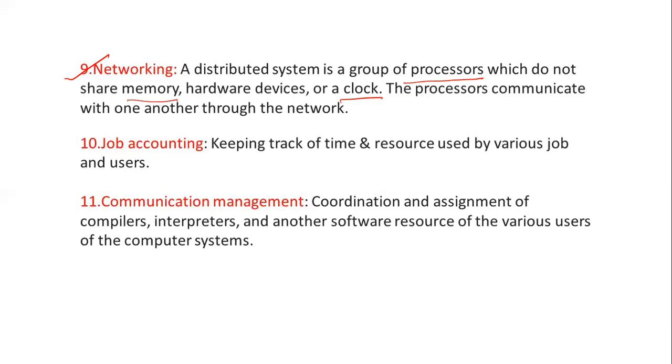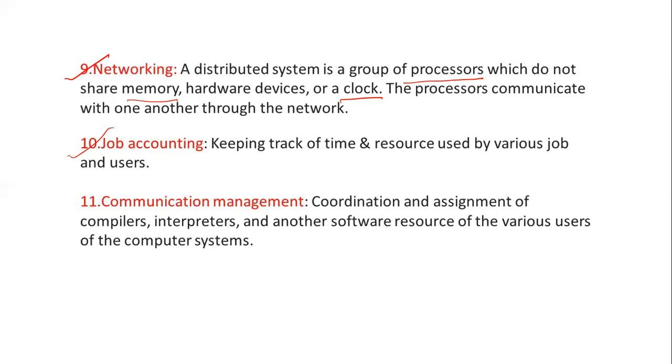And the next one is job accounting. Job accounting is one of the functions the operating system performs, keeping track of time and resources used by various jobs and users. And the last function of the operating system is communication management. This is the coordination and assignment of compilers, interpreters, and other software resources to the various users of the computer system. All this comes under communication management.